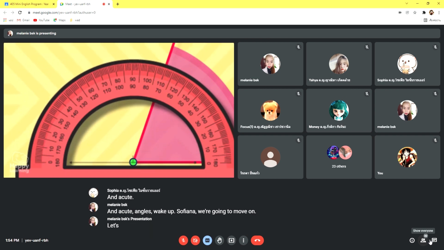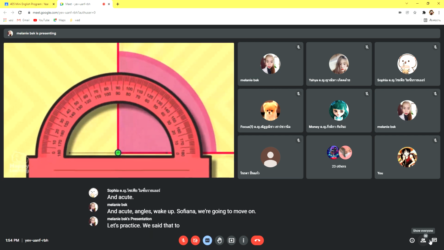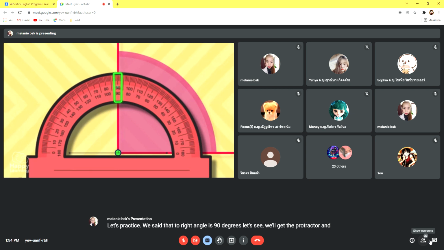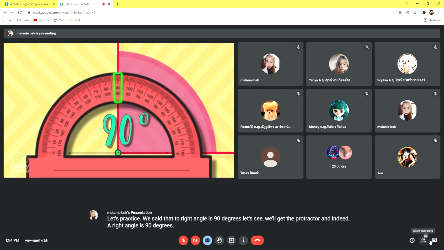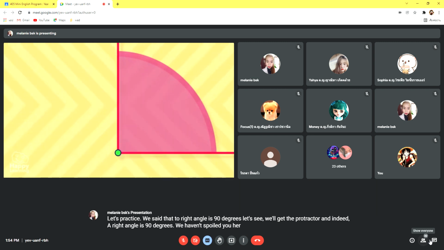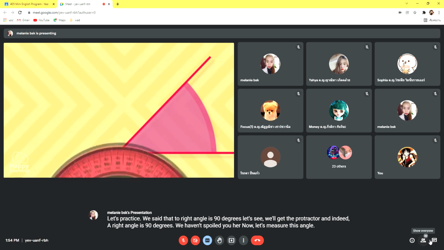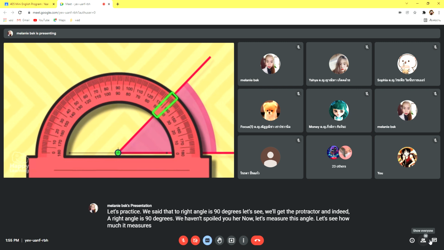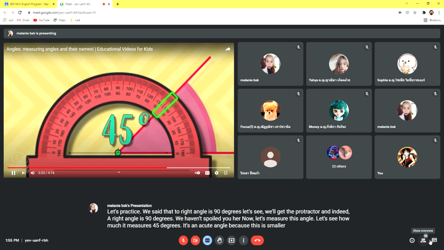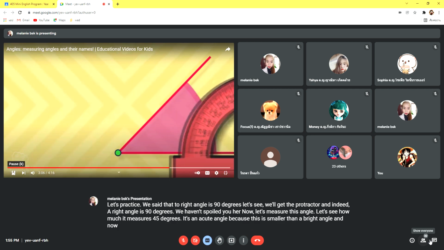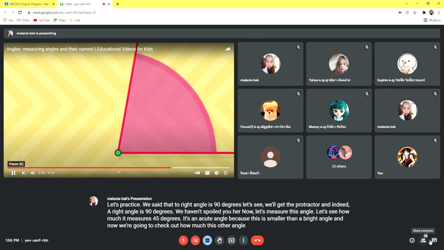Let's practice. We said that a right angle is 90 degrees. Let's see. We'll get the protractor and indeed, a right angle is 90 degrees. We haven't fooled you, huh? Now, let's measure this angle. Let's see how much it measures. 45 degrees. It's an acute angle because it is smaller than a right angle. And now, we're going to check out how much this other angle measures.